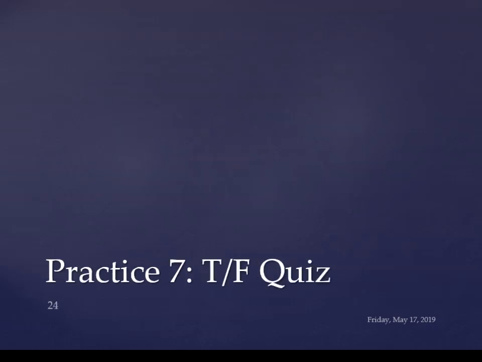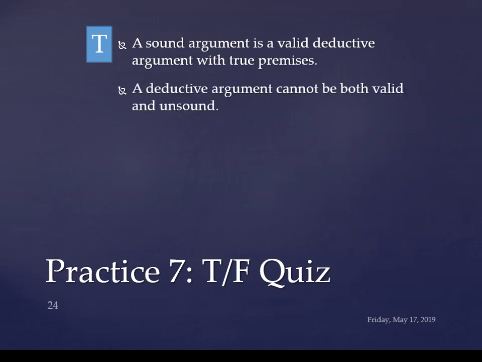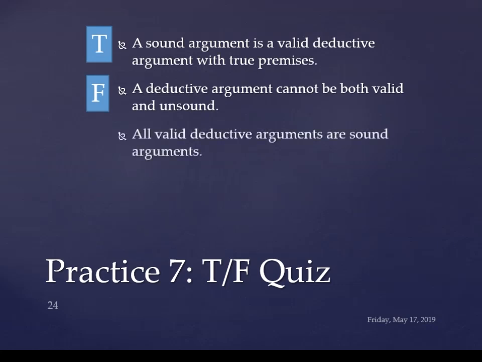All right, so let's do some true-false questions here. A sound argument is a valid deductive argument with true premises. That's true. That's just the definition of soundness. Okay? A deductive argument cannot be both valid and unsound. Well, actually, it can. It can be valid and unsound, right? Because if it didn't have true premises, then it would be unsound. All valid deductive arguments are sound arguments. Of course not. That's just totally ridiculous.